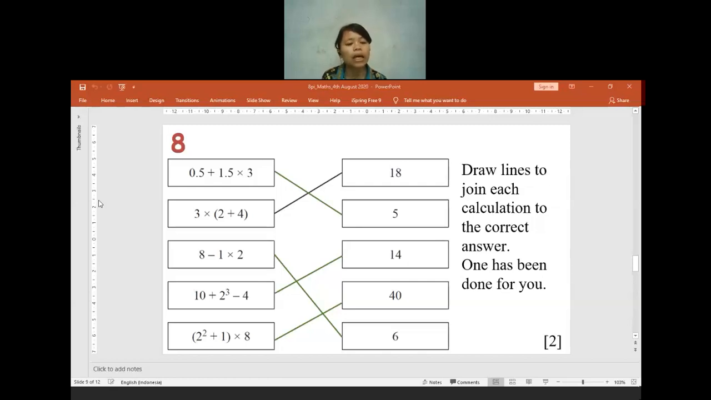If you have no question, remember in here we will also be using the BIDMAS. We will finish the bracket and then we go to the indices, and then we can go to the division, we go to the multiplication, and then we go to the addition and subtraction. So now for the very first one, we have addition and multiplication. Using the BIDMAS rule, we have to finish the multiplication first. So we will do 0.5 plus with 1.5 times 3 is 4.5. So 0.5 plus 4.5, the answer will be equals to 5.